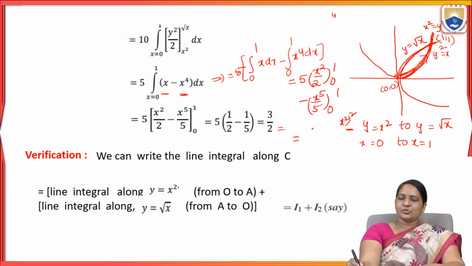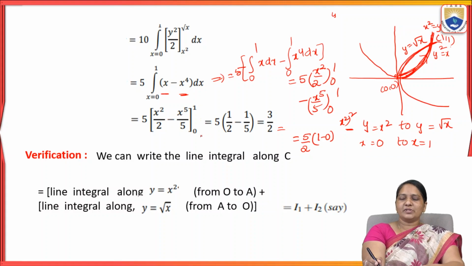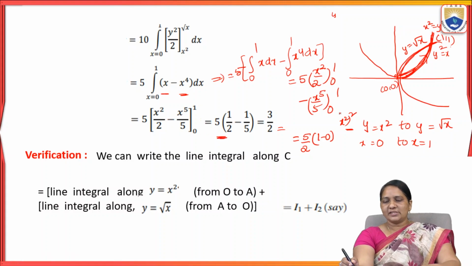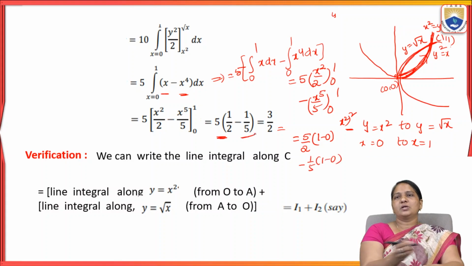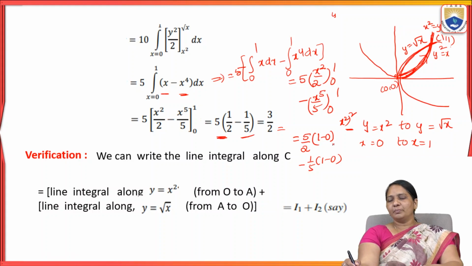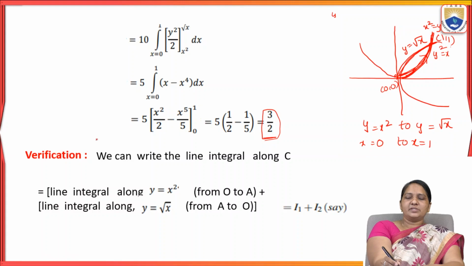So here 5 by 2 into x square, that is 1 minus 0. So first value is 5 by 2. Next one is minus 1 by 5 into 1 minus 0. So this is 1 by 5. So 5 into 1 by 2 minus 1 by 5. So finally this value I got 3 by 2. This is the RHS part. RHS equal to 3 by 2.